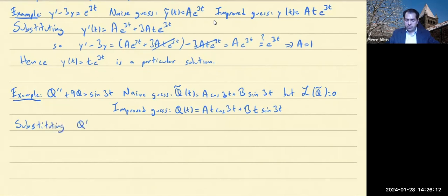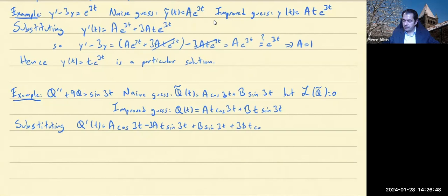So let's start by computing the derivative of q. We use the product rule for derivatives, also known as the Leibniz rule. And so we have a term when the derivative hits the t, and a term when the derivative hits the cosine. And similarly, over here, we have a term where the derivative hits the t, and a term where the derivative hits the cosine.